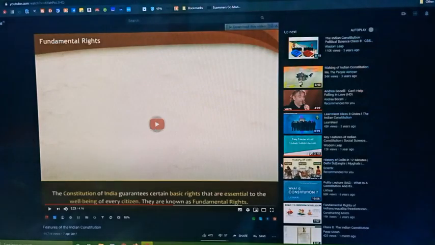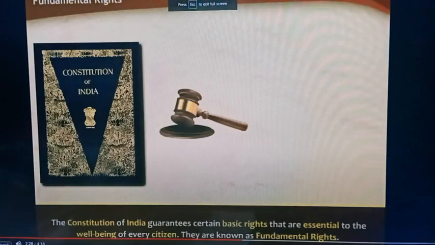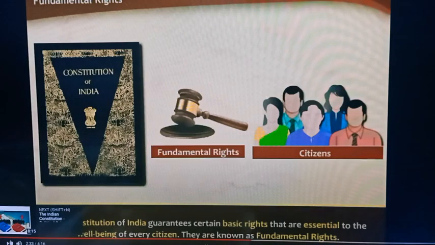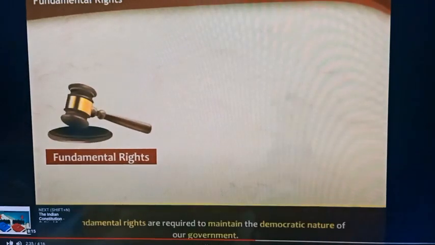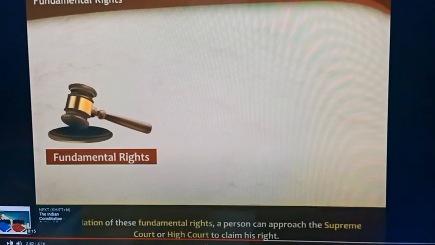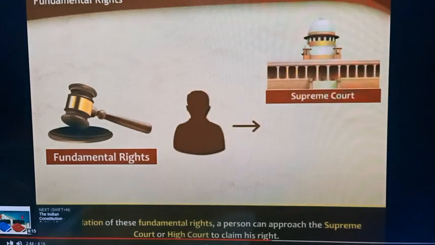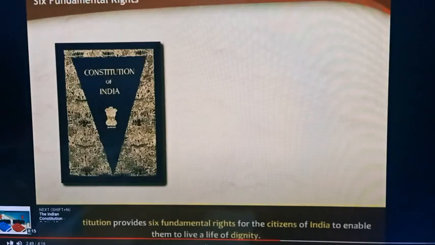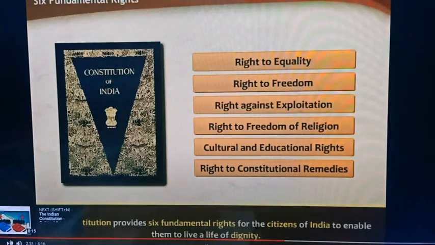The Constitution of India guarantees certain basic rights that are essential to the well-being of every citizen. They are known as fundamental rights. Fundamental rights are required to maintain the democratic nature of our government. On violation of these fundamental rights, a person can approach the Supreme Court or High Court to claim his right. The Constitution provides 6 fundamental rights for the citizens of India to enable them to live a life of dignity.